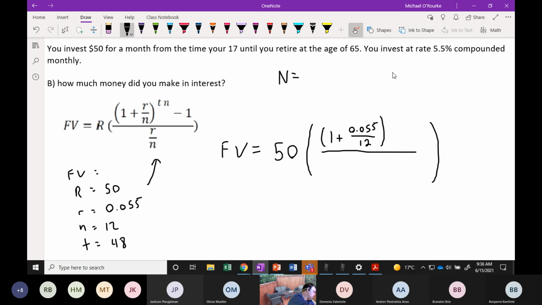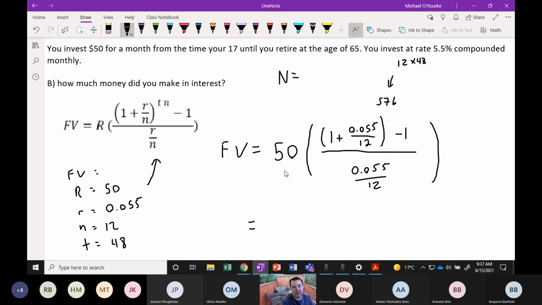12 times 48, 576. How do we do with getting that written down? 5 if you got it all right. 4 if you got most of it. 7 if I made a mistake and you see it.